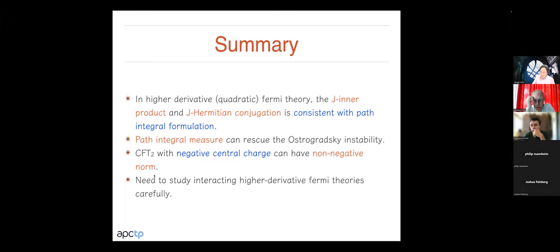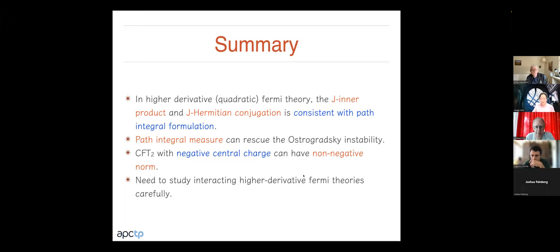Up to now, I only discussed the quadratic theory, because for the interacting theory you have to be really careful. But in the future, I want to also understand the interacting case.